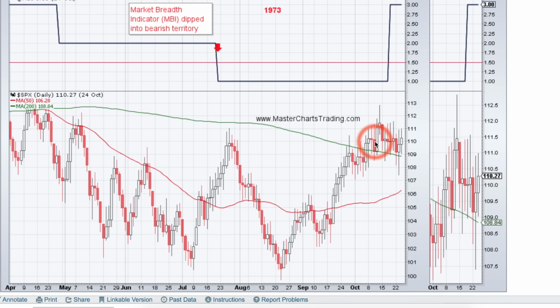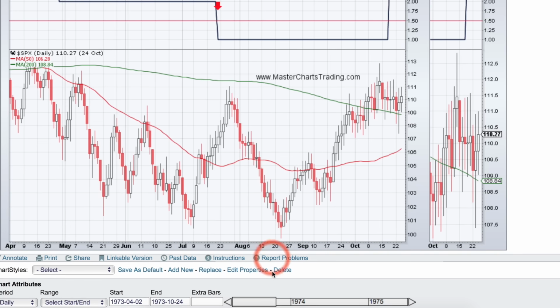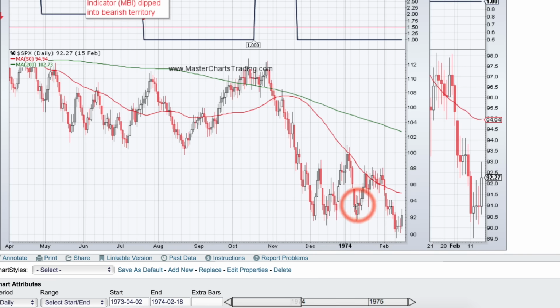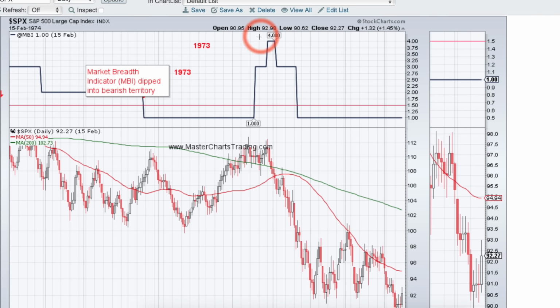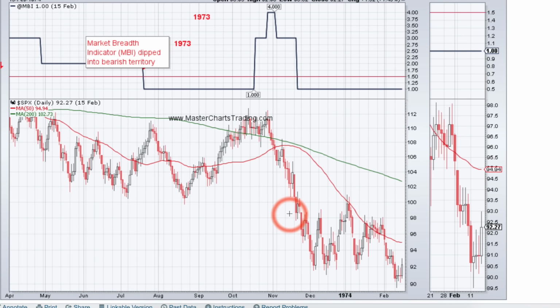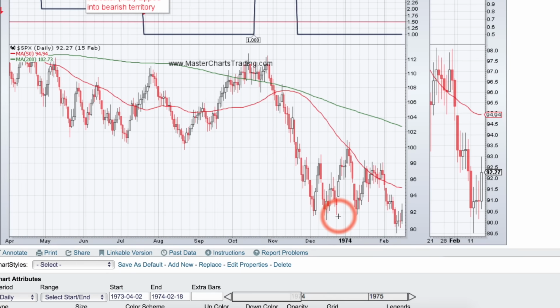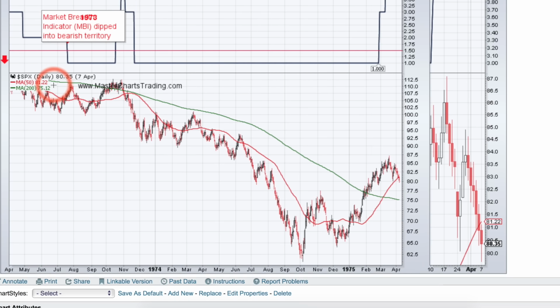So let me fast forward a little bit and see what the picture looks like later on in 1973-74. Notice that MBI topped out at 4.0, and it never reached the bullish threshold of 4.5. This market index continued lower. Let me see how far lower it got. So it was a significant drop. This was a true bear market, and this is a loss of, I believe, around 50%.